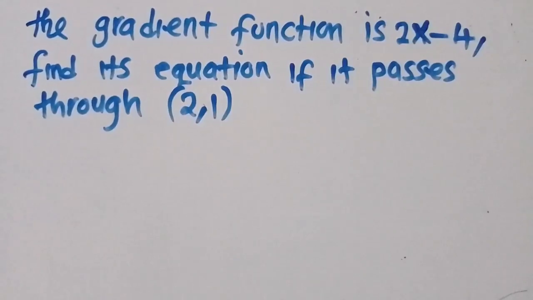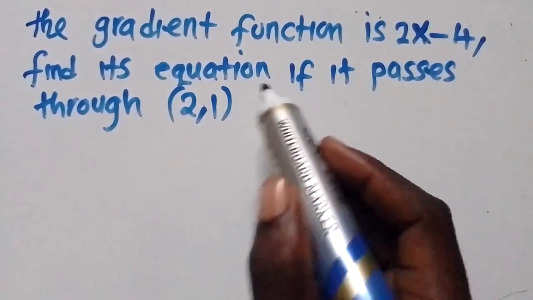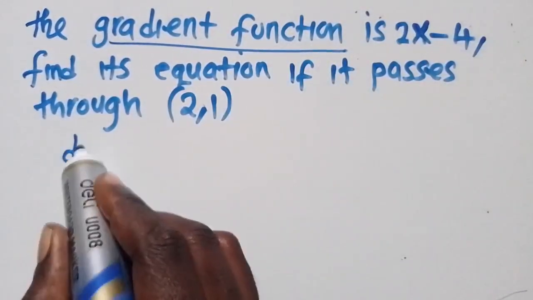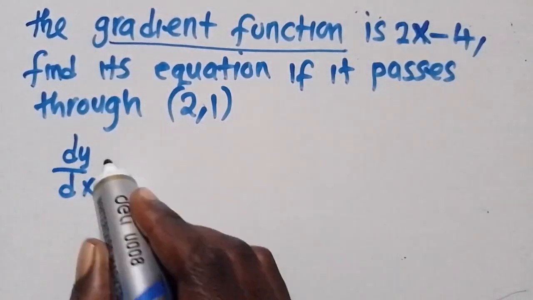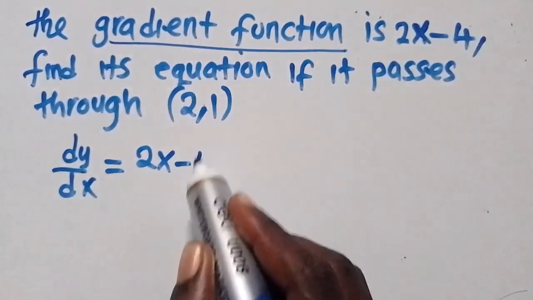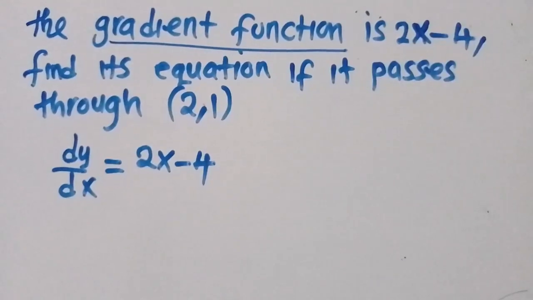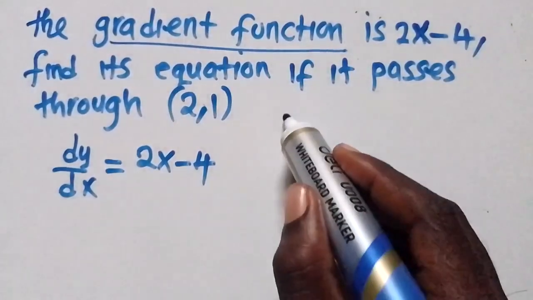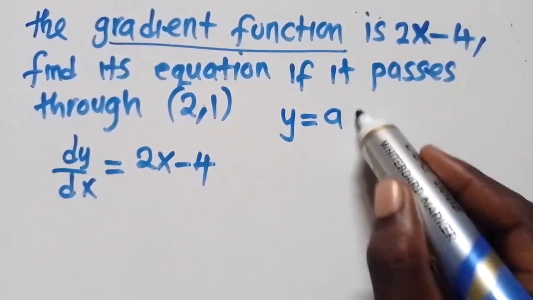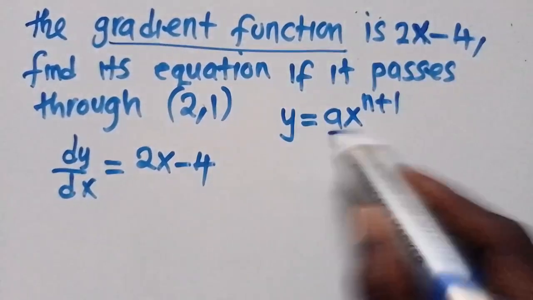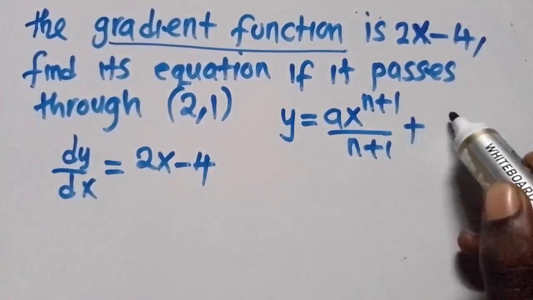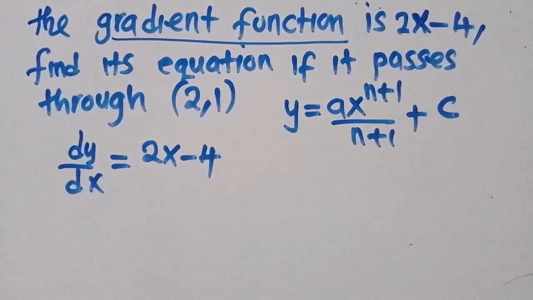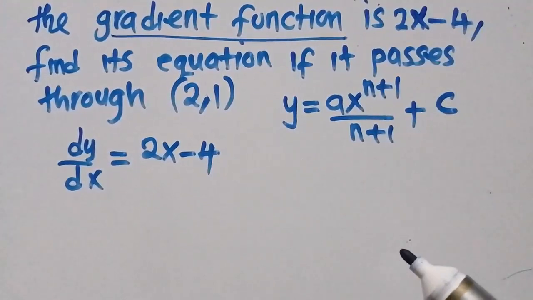This is what you are going to do. The gradient function means dy/dx is equal to 2x minus 4. So what do you need to do? You integrate, using this formula for integration: x to the power n plus 1, divided by n plus 1, then plus c. We are going to integrate by using this formula.